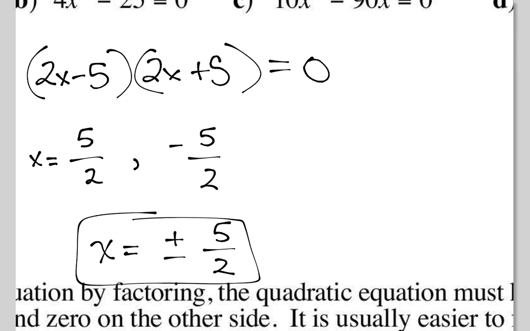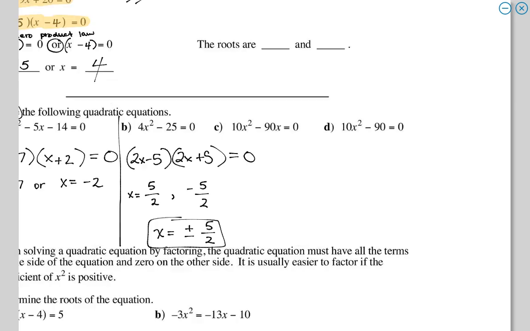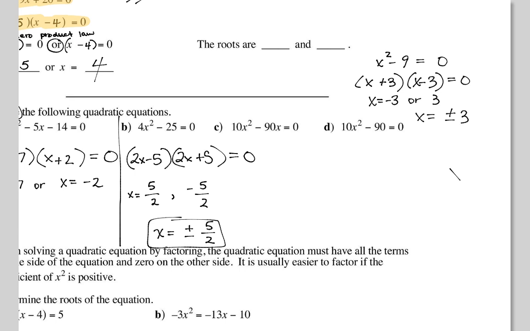So when you have difference of squares, you'll always have plus and minus. Let's do another difference of squares just off to the side here. X squared minus 9 equals 0. How would that one factor? X plus 3 and x minus 3. So the two answers are negative 3 or 3, which you can write as plus and minus 3 like this. Okay, so that was just an extra question there.